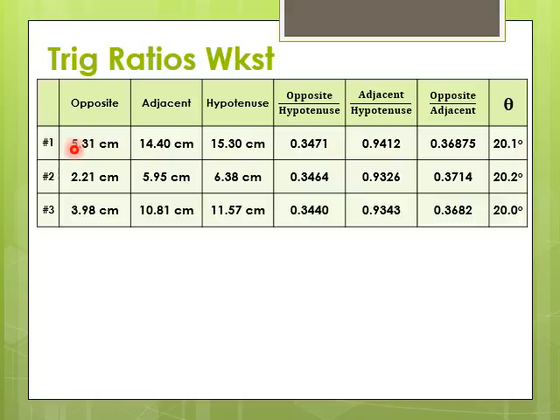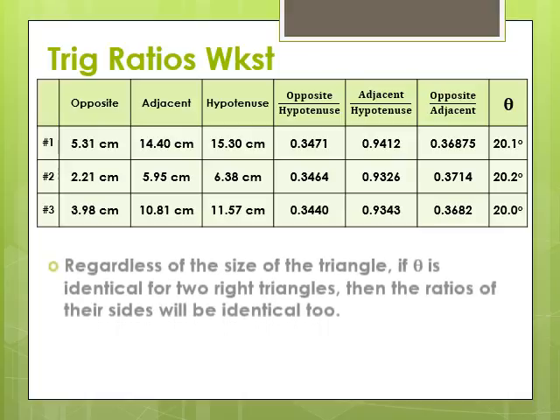Alright, so I take a ratio between opposite over hypotenuse, and I found 0.3471, and then I do that for each triangle, and then I took the adjacent divided by hypotenuse, and then I took opposite divided by adjacent, and I got these over here. Now if you notice, between each triangle, regardless of how big the triangle was, the ratio between their sides were about the same. For opposite over hypotenuse, adjacent over hypotenuse, and opposite over adjacent. So as long as the interior angles are the same, the ratio of their sides will also be the same. Alright, so that's what we get here.